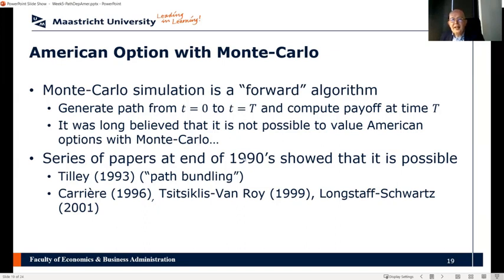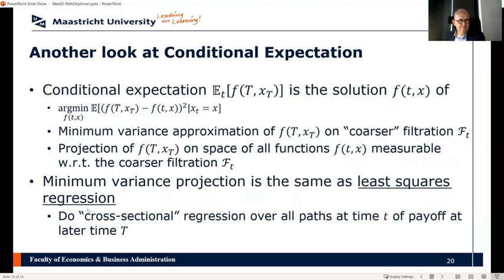But then at the end of the 1990s, there was a series of papers that actually showed that it is possible to do so. The most famous of those papers is the Longstaff and Schwartz paper from 2001. Why is it possible to combine this forward generation of Monte Carlo with this backward looking? For that, we need a slightly different perspective on conditional expectation. And this is also the mental barrier that kept people from understanding that it is possible to do American options with Monte Carlo.